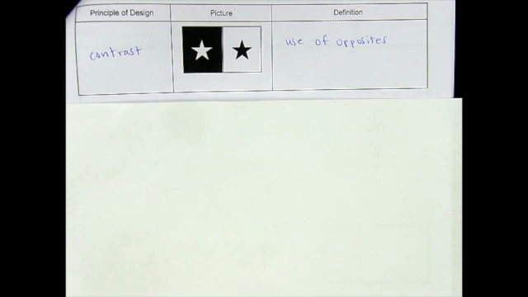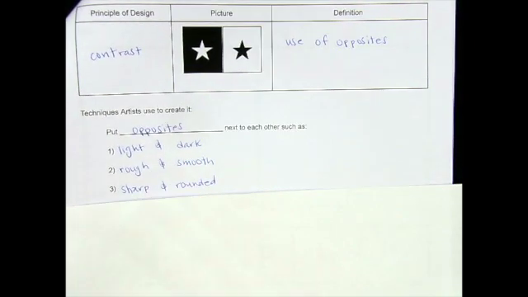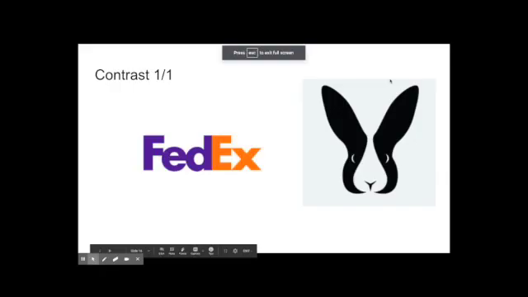So how do artists create contrast in their artwork? They're going to put opposites next to each other, such as light and dark, rough and smooth, or with letters we might say sharp and rounded. Let's take a look at some contrast in logos. All right, and here we have some examples of contrast.